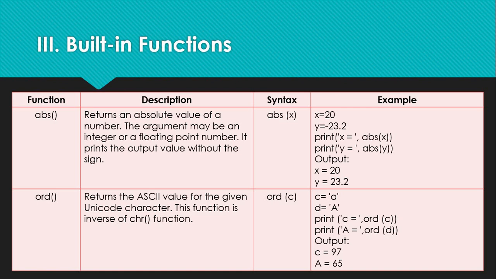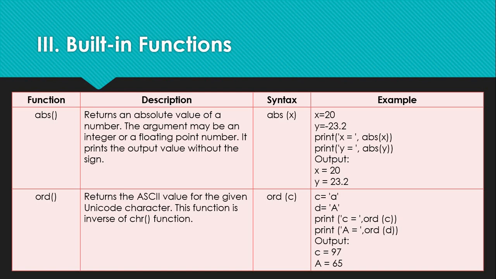Now look at the syntax given there on screen, ABS of x, and the example for that is given. If x is 20 and y is 23.2, ABS of x and ABS of y will print out the values 20 and 23.2, neglecting the negative sign there. So this absolute value function is otherwise called a modulus function, which gives you only the value without the sign.